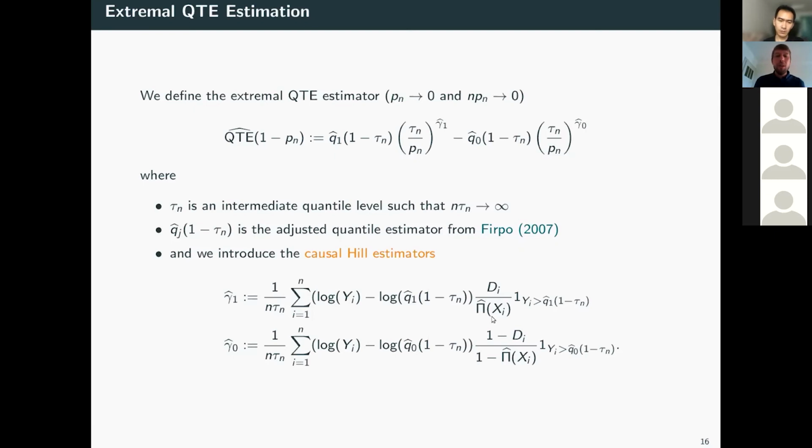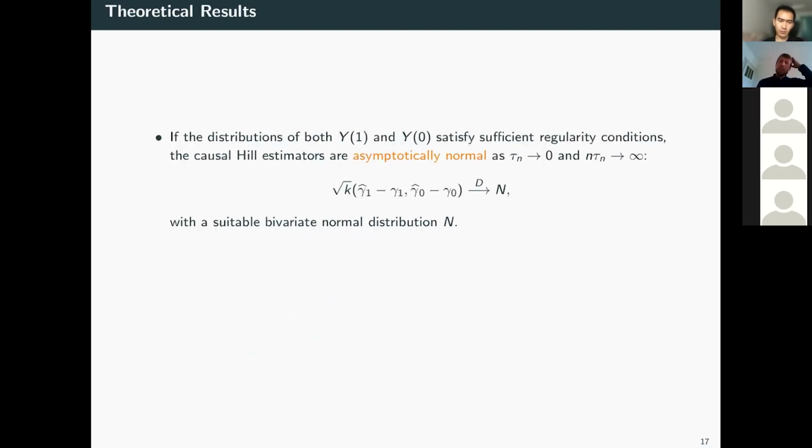Okay, so I'm not going into too much detail here. First we have to show the asymptotic, or joint asymptotic, normality of these causal Hill estimators. And we can actually do this under sufficient regularity conditions.